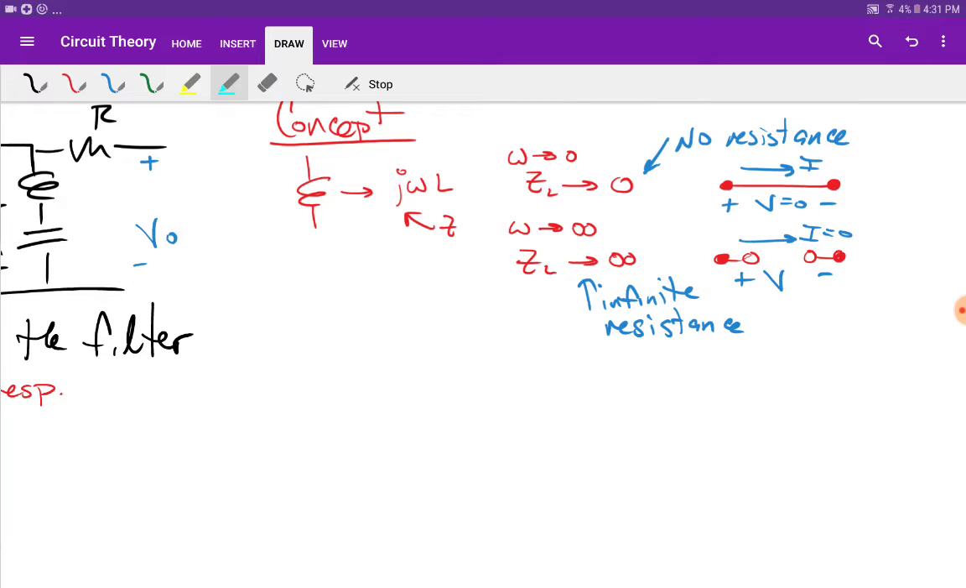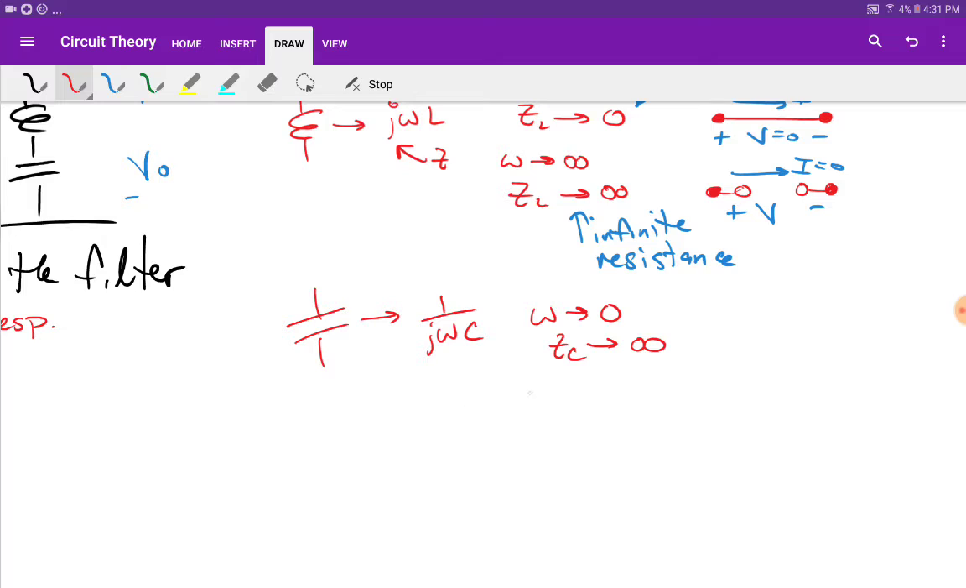And so we can take a look at the passability of the transfer function with the inductor. Take a look at the capacitor. You get the same thing but backward, so you get 1 over jωC. When ω approaches 0, Z of the capacitor approaches infinity, because they have the opposite behavior. And when ω approaches infinity, Z of the capacitor approaches 0.